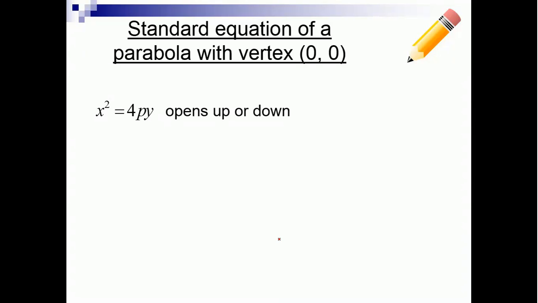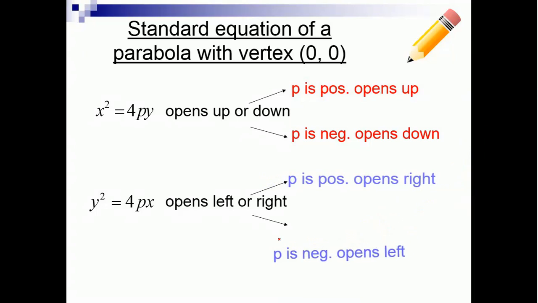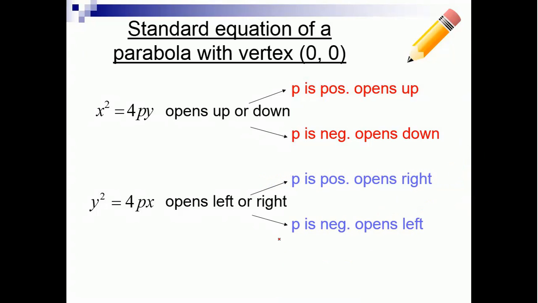x squared equals 4 times p, p being some value, times y. Now you're going to open up or down based on what p is. So if p is positive, you're going to open up, and if p is negative, you're going to open down. But now our parabola can also open left or right. Same thing's going to happen. If our p is positive, it's going to open right, and if p is negative, it's going to open left. So you're going to want to keep that in mind as we continue.